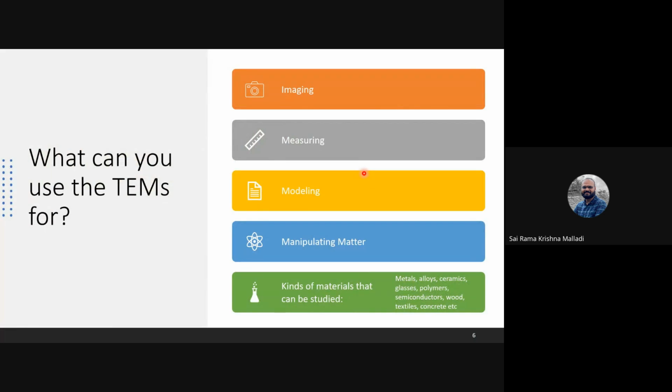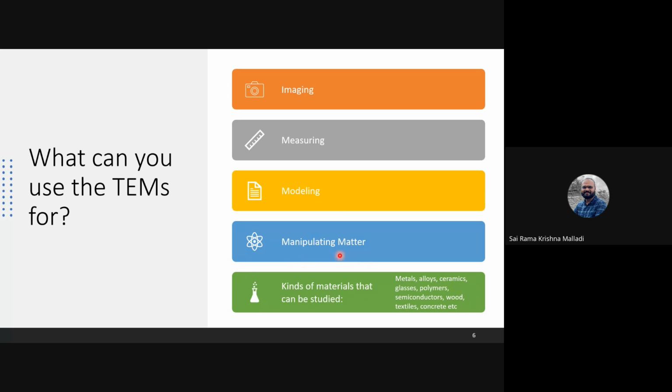So I can use electron microscopes for imaging. I can measure and get information from samples. I can look at crystalline samples and see what my interplanar spacings are. And with all the information I get on the composition and the crystal structure, I can build models, both crystallographic models. And if I look at real time processes, I can get information on kinetics. I can start constructing physics based models. As I mentioned, if you're using it like a lithography system, I can manipulate matter.